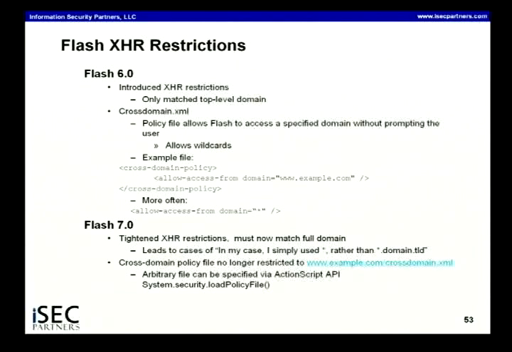Flash 7, when it came out, it tightened down the restrictions a little bit, so that scripts that came down from foo.example.com could only talk to foo.example.com. It leads to cases of frustrated admins, which when you search on Google Groups for Flash 7 cross-domain restrictions, you get a response like this: In my case, I simply use star rather than star.domain.tld. Also another thing with that is that the cross-domain policy files are no longer restricted to just the default one. It can be anything, so you need to look around to check for that.